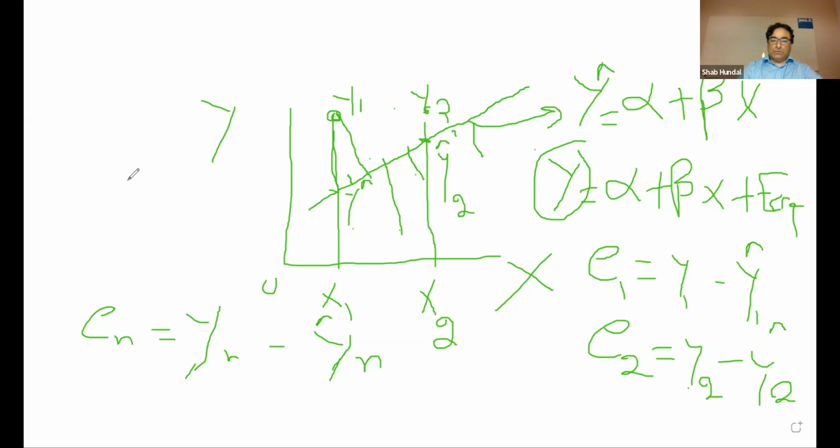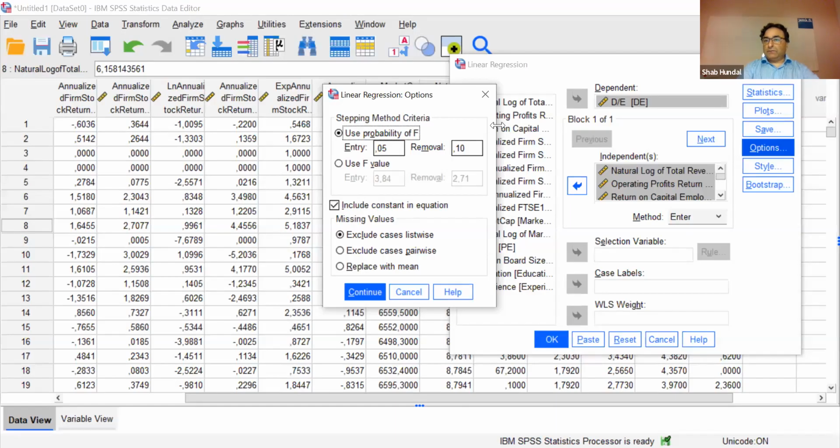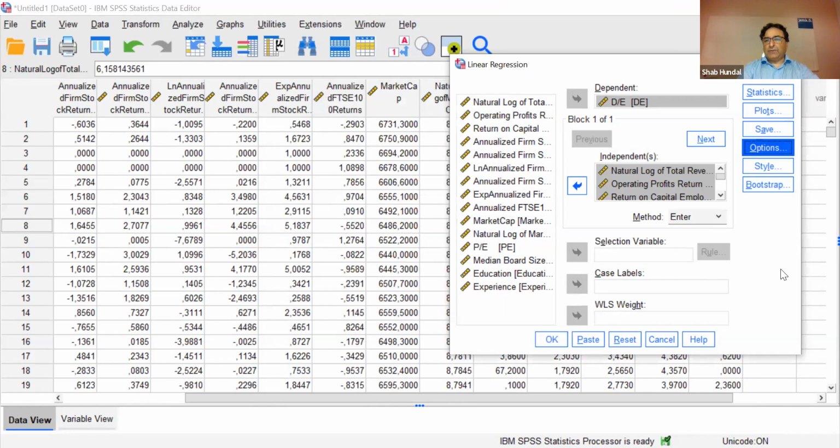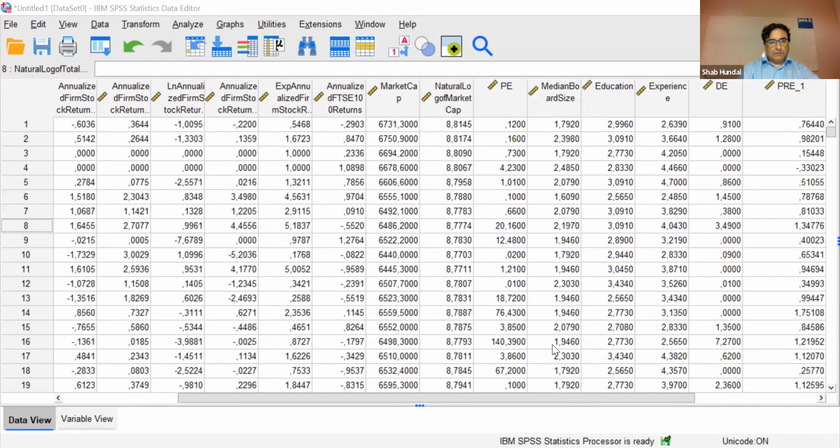Yeah. So this way we are done with the statistics, plots, save. Now we have the options. No, for the time being we don't need anything. I don't think we need anything here now. So if we click OK, the analysis is going on, and you can see that the model summary is here.